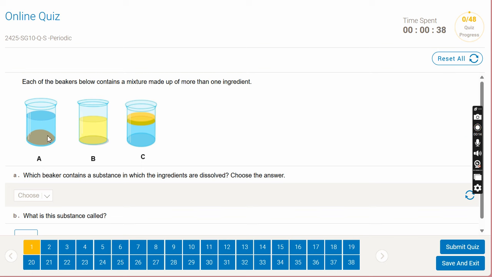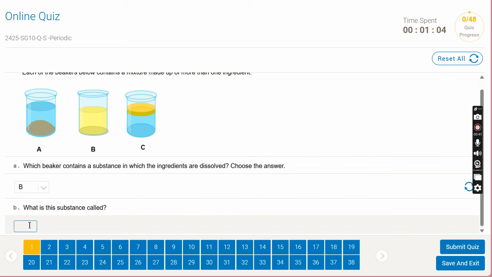You can see that there are 3 beakers and they have 3 ingredients in them. Only the center one has the substance that's dissolved completely and equally throughout the water, or whatever they're dissolving it in. In the first one, the material settled at the bottom, and in the third, it's on the top. So which one is completely dissolved? It's beaker B. Now, what is the substance called?